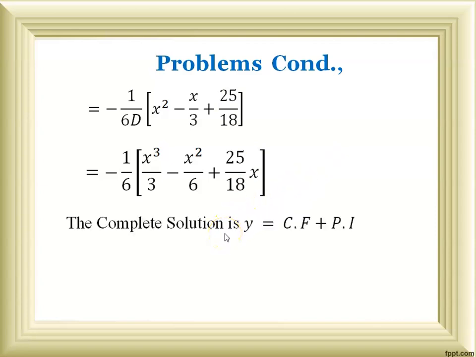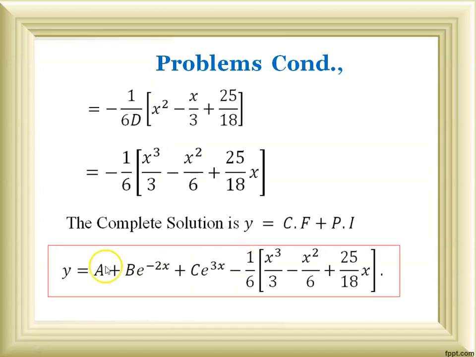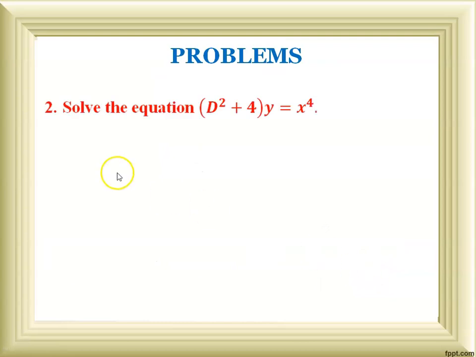So let us move on to the complete solution, which is the combination of complementary function plus particular integral. I'm just adding together the complementary function plus the particular integral. I'm getting the complete solution y equal to this particular one. This is the final answer of this particular problem. So let us move on to the next problem.